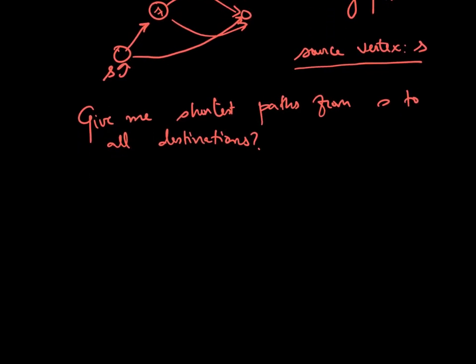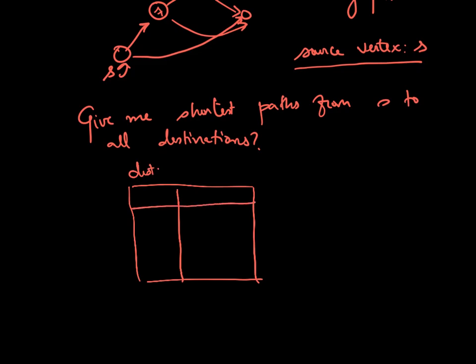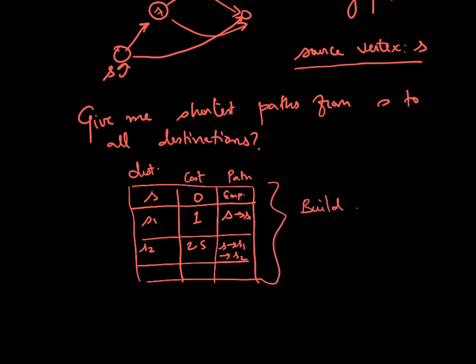All right. And the idea here is the output of this algorithm is going to be a table. If S itself is the destination, then the cost will be 0. Going from S to S is going to be 0, and the path is going to be simply the empty path. If I want to go to S1, cost is 1, path is going to be S to S1. If I want to go to S2, cost is 2.5, S to S1 to S2. So I want to build up a table like this. For every possible destination, I want to know what the shortest path cost is, and I also want to retrieve the path for you. All right, and this is called single source.